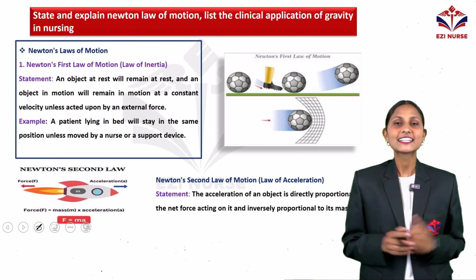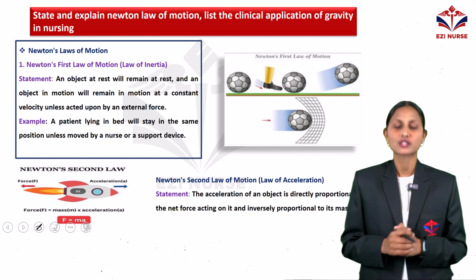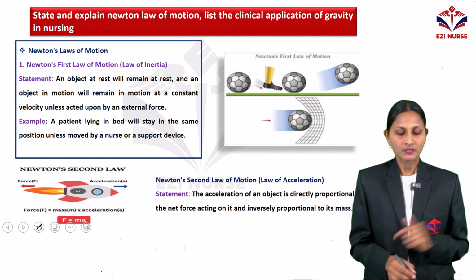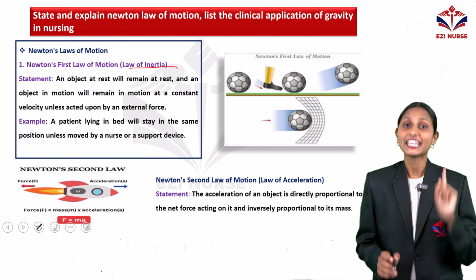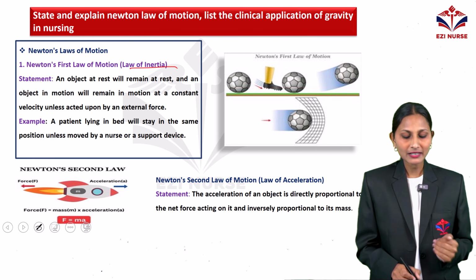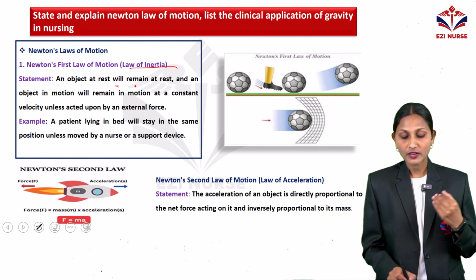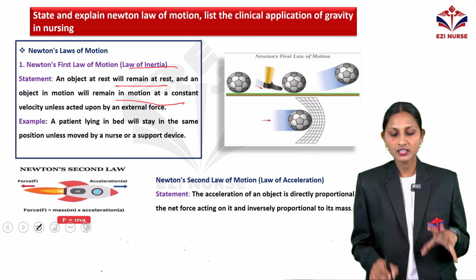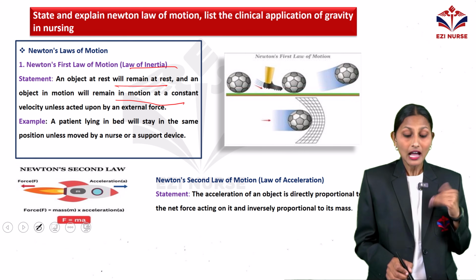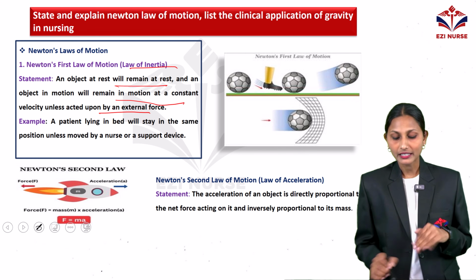Okay, so we will discuss Newton's first law of motion. What is the statement of this? This first law of motion is also called the law of inertia. The statement is: an object at rest will remain at rest, and an object in motion will remain in motion at a constant velocity, unless acted upon by an external force.